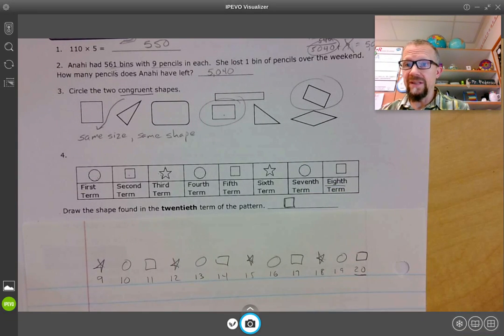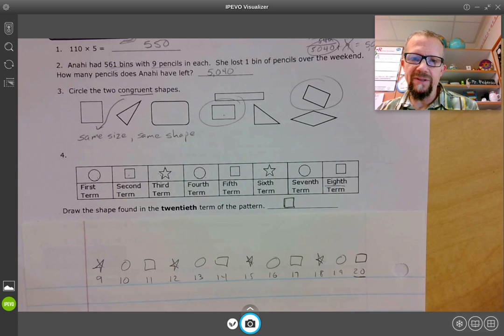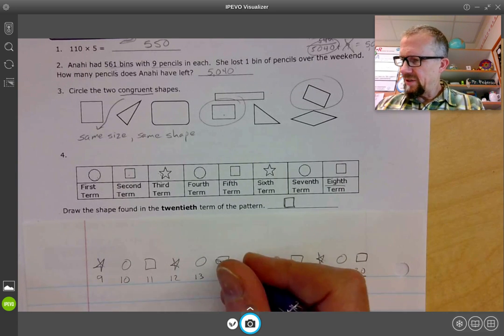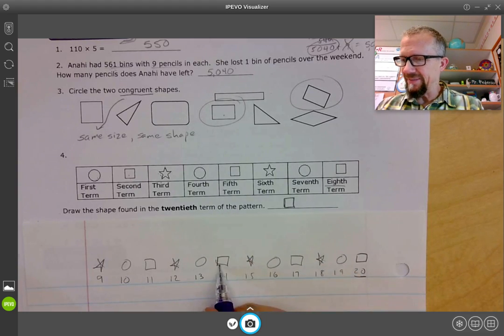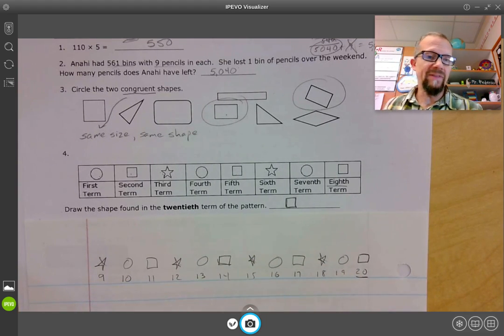Are there other ways to do this? Yes, and we will talk about some other ways to do this later, but I think one of the easiest ways to see this today is to just like draw out the rest of the terms and follow the pattern.